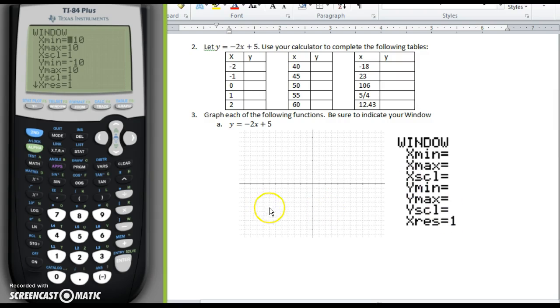In fact, if you ever want to get back to this setting, you can do zoom and then number 6 says standard. So just hit the 6. And that'll always take you to that window setting. That just goes from -10 to 10 in both the X and the Y direction. And that works good for this example.